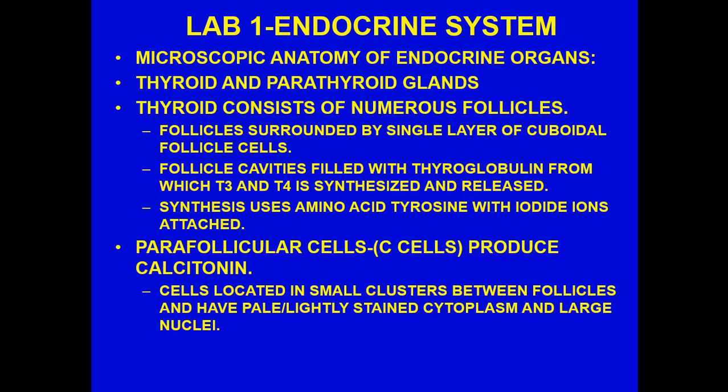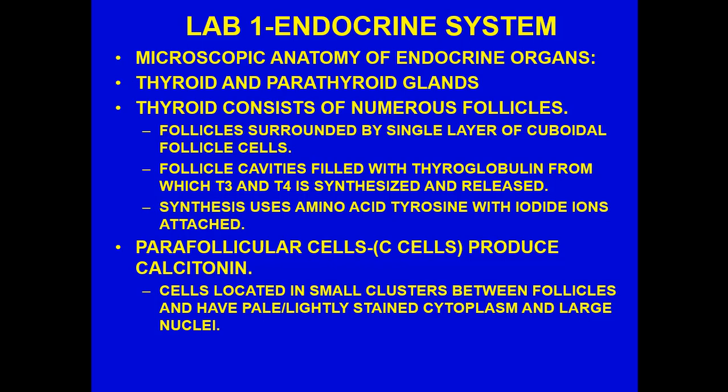The synthesis uses the amino acid tyrosine, which forms dimers of tyrosine, and then you have the iodide ions attached onto it. Now, in between the follicles are another unique set of cells called parafollicular cells, C cells. They may call them chief cells or clear cells. They definitely stain differently than the thyroid follicular cells. But these C cells are extremely important because they produce calcitonin.